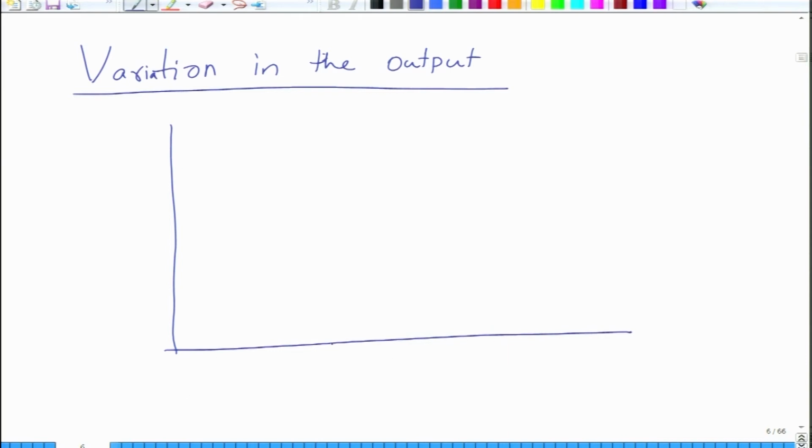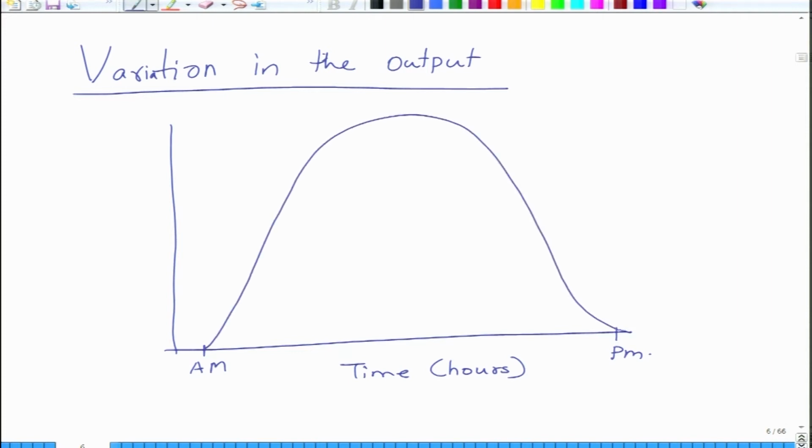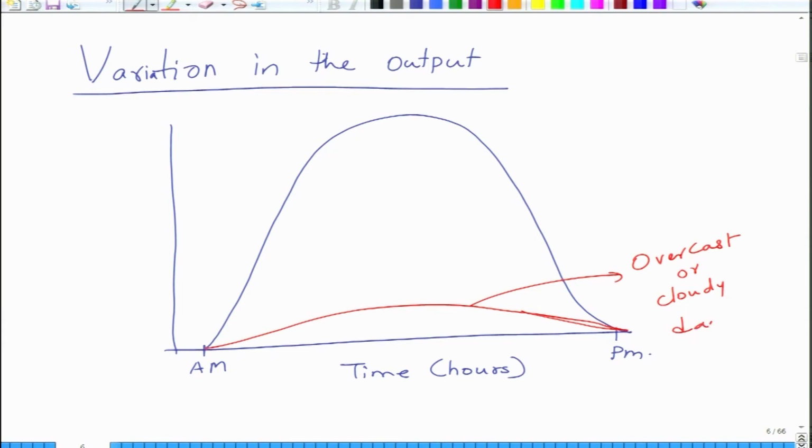So, this is as a function of time in hours. Somewhere here you have AM, somewhere here you have PM. On a clear winter day, the output varies like this, and on an overcast day, when you have cloud, I can draw this using a different color maybe. This would be for an overcast or cloudy day, and this would be for a sunny clear day.